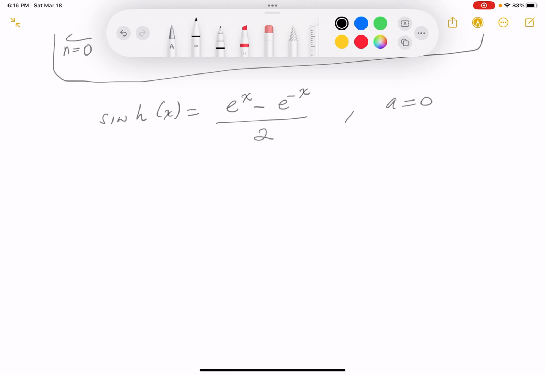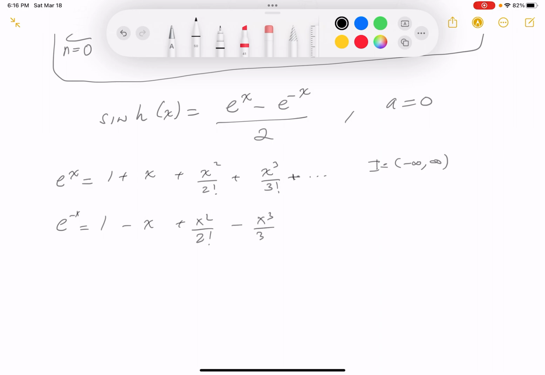So I do know the series for e to the x, and I'll put that down for you. That's going to be 1 plus x plus x squared over 2 factorial plus x cubed over 3 factorial, and so on. And that's true for all real numbers, so the interval on that is just all real numbers. We know that. e to the minus x, what's that going to be? 1 minus x plus x squared over 2 factorial minus x cubed over 3 factorial.